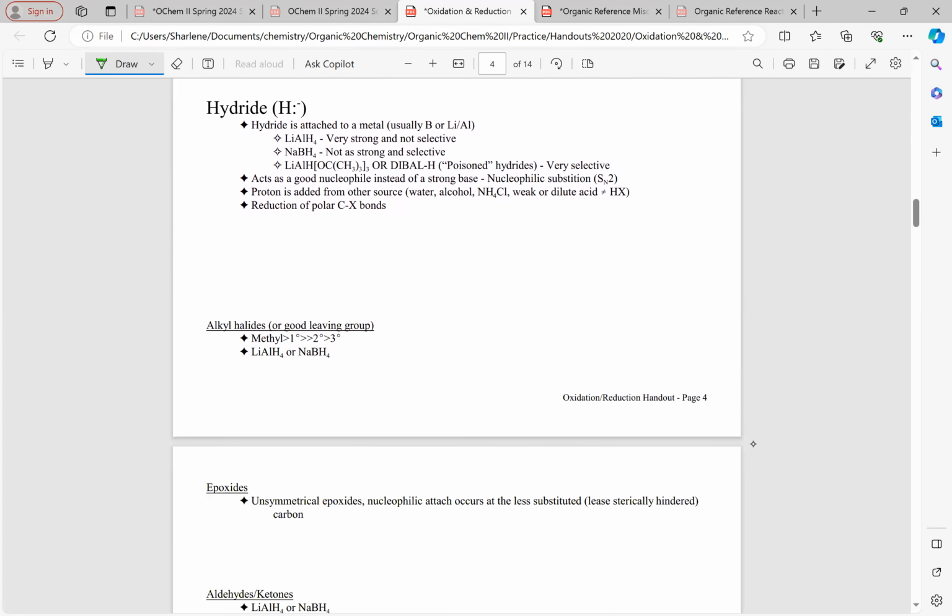All right, so our last reduction is our hydride reduction. Now this one is probably the most useful, or at least the one that we're going to use the most often for the rest of the semester, because we're basically using hydrogen as a nucleophile. Wait a second. H minus should not be considered a nucleophile. H minus should be considered a strong base, but we're going to attach it to something. So the hydride is attached to a metal, boron, lithium, aluminum, and the key is it is not a strong base anymore. It is just a good nucleophile.